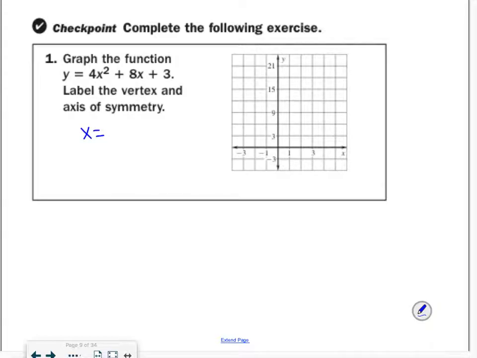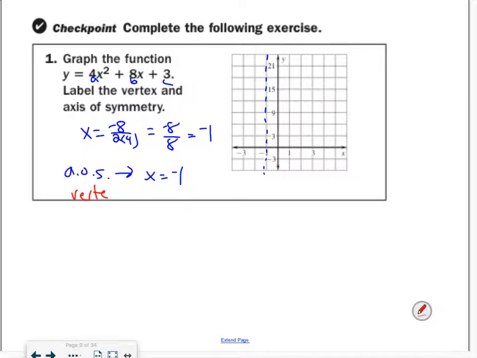So the axis of symmetry is going to be -8 over 2 times 4, because there's your A, B, and C. Remember the formula for the axis of symmetry is -b over 2a. So we get -8 over 8, which is -1. So the axis of symmetry is the equation x equals -1, which is this vertical line.